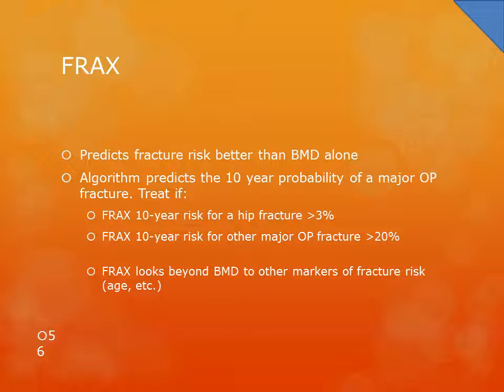So if the probability for a hip fracture in the next 10 years is over 3%, probably want to talk to our patient about treating. If they're at risk for any other major osteoporotic fracture besides hip fracture of over 20%, let's talk about treating.